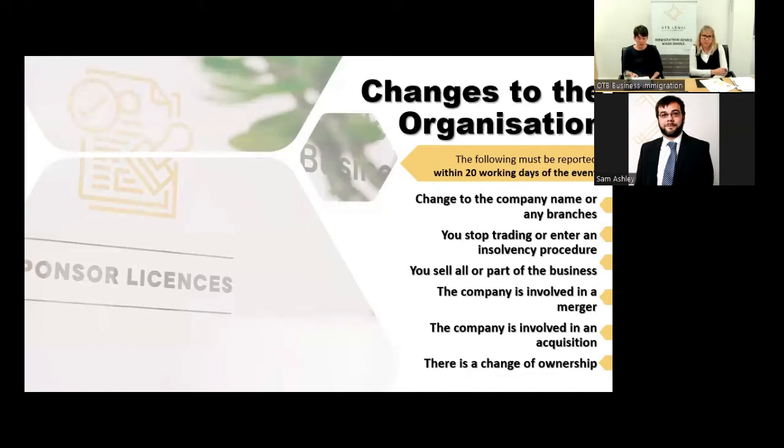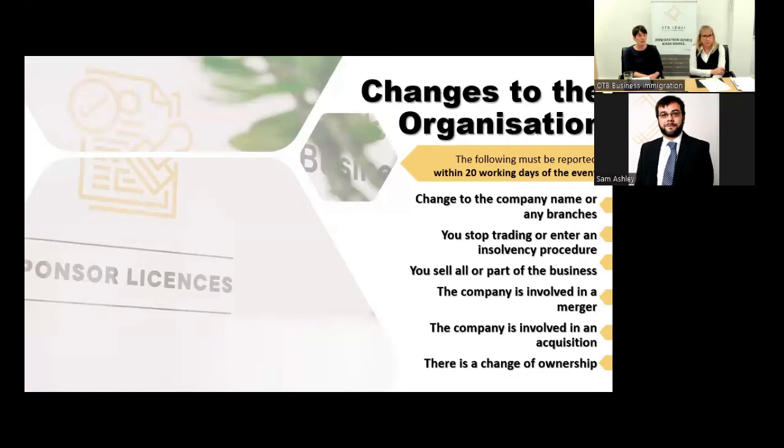Pretty much the rest of the things that I'm going to be looking at, you have 20 working days to report. So it goes without saying that you would need to report to the Home Office if you change the name of the sponsor or the name of any of the branches. I'm talking here primarily about the formal legal name of the organisation. So if you're a company, then the name at Companies House. If you're a charity, the name that you have registered with the Charities Commission, for example.